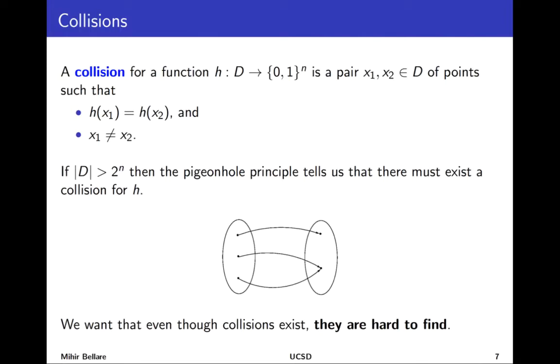The intriguing cryptographic twist on this, which makes collision-resistant hashing possible, is that even though collisions exist mathematically, that doesn't mean they're easy to find. If I give you a description of the function, it could still be that if I then ask you to actually hand me a collision, a pair of points x1 and x2 such that the function output is the same on them, it's not easy to do that.